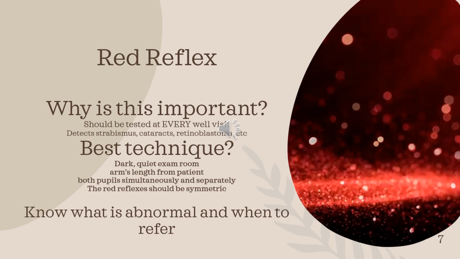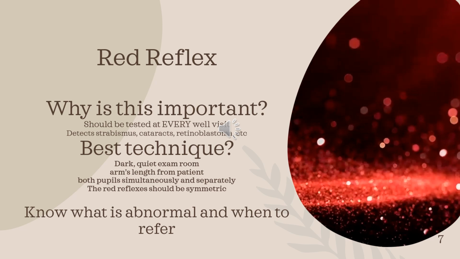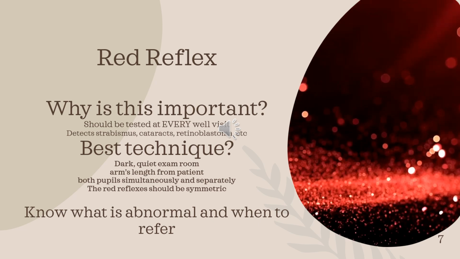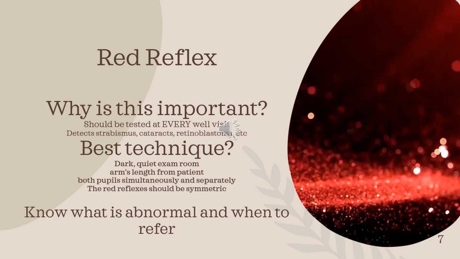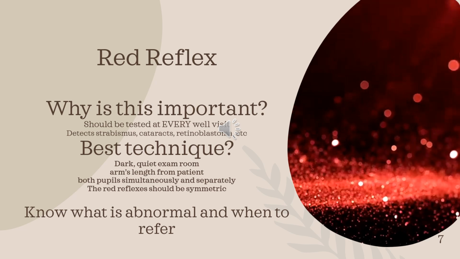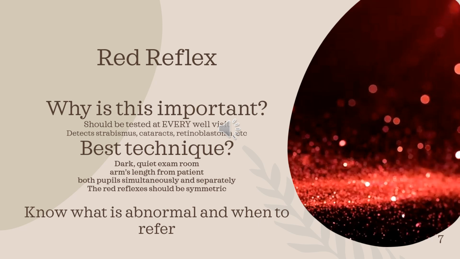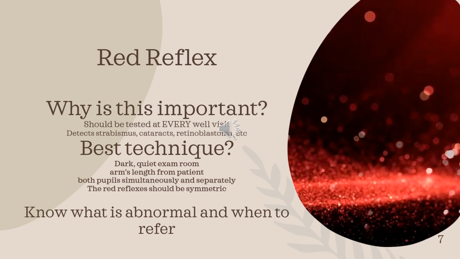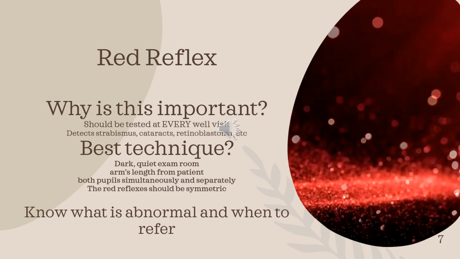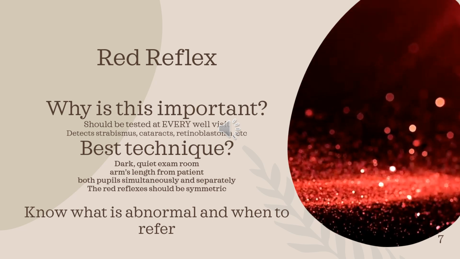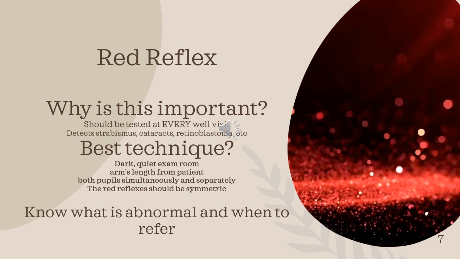Going through a little bit more of the abnormalities and what you need to look for. So, of course, you should always be assessing the red reflex. Okay, it should be tested at every well visit. This can detect strabismus, cataracts, retinoblastoma. You need to have a darker exam room, which I said earlier. Stand at an arm's length from the patient. You want to set the light on your ophthalmoscope between 0 and 1 to illuminate the face. Look at both pupils simultaneously and separately.